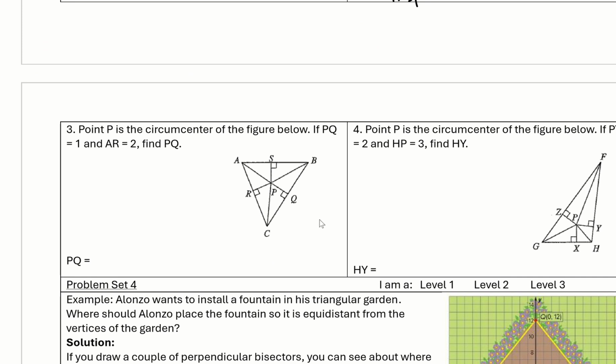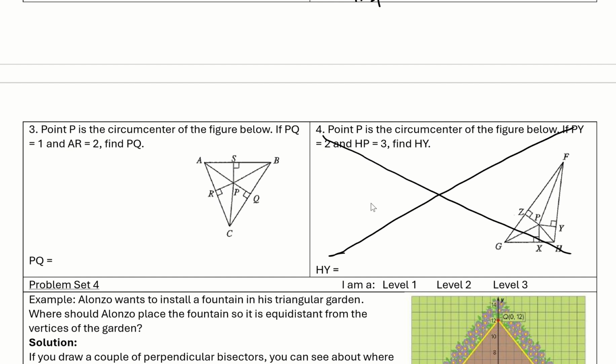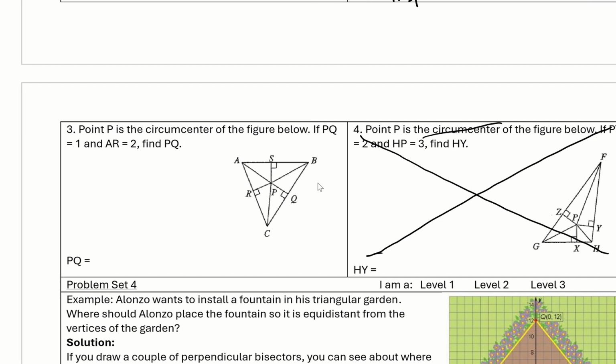Now, when you get to number 3, actually number 4 is messed up, so you don't have to do that. Number 4 is actually a lesson 2 question. It's not a lesson 1 question. So P is not the circumcenter, so that's why that's incorrect. And then number 3, we had to adjust this question because it is not quite right. This should say, if PB is equal to, or no, so yeah, this is what the question should say.